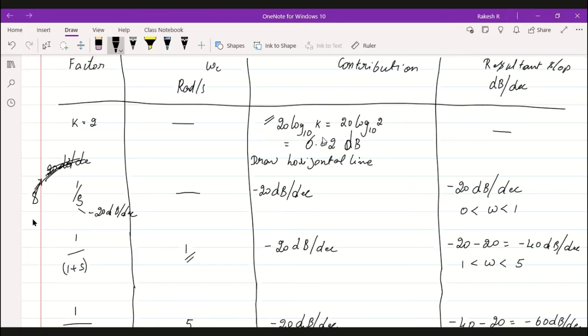Got it? Sometimes you will have 1 divided by S square. Some questions will already have 1 divided by S square. When you have 1 divided by S square, the contribution will be minus 40 dB per decade. When you have 1 divided by S cube, it will be minus 60 dB per decade line. When you have power 1, that is minus 20. Power 2 means minus 40. Power 3 will be minus 60. Power 4, that is minus 80 dB per decade. Like this, you need to take.